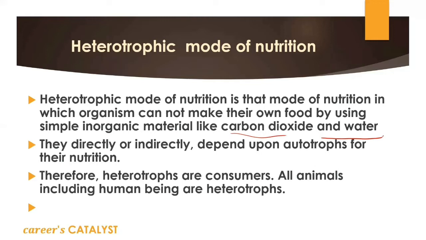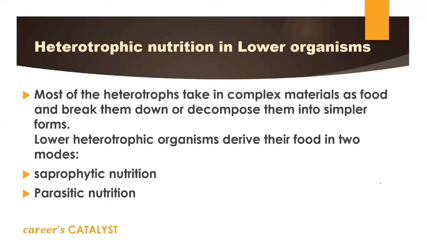So heterotrophs can be considered as what? Consumers. We can consider heterotrophs as consumers because they just consume the food that is prepared by the group of organisms defined as autotrophs. All animals, including human beings, are defined as consumers, or you can say heterotrophs, right?